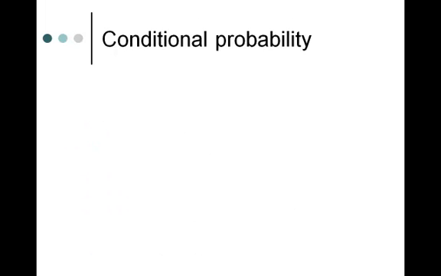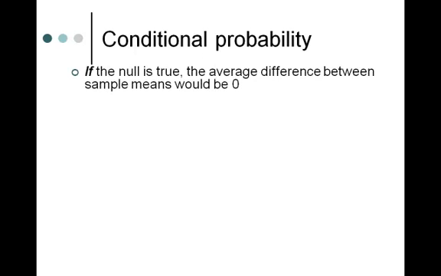Okay. Now, coming back to what I alluded to earlier about conditional probability. Right? I said, if the null is true, the average difference between sample means would be 0 in a simple experiment. Right? Okay. Conceptually, it's important to try to wrap your head around this.